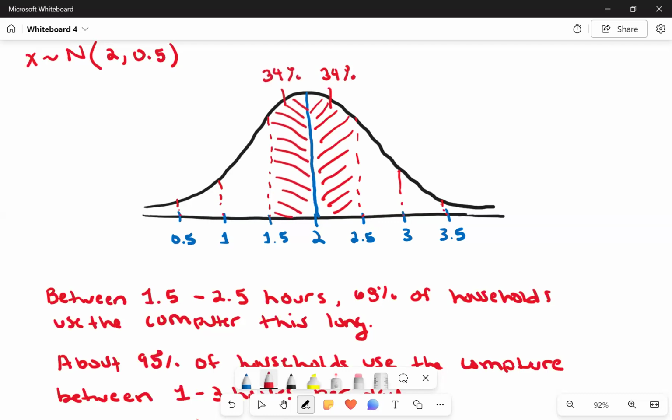So both of these individually represent 34% of the data. That means if I were to say, what percent of households use the computer between 2 to 2.5 hours every day, you would say 34%. Because between 2 and 2.5 hours, that's just that block, and that's 34%. So here, let me write that down.